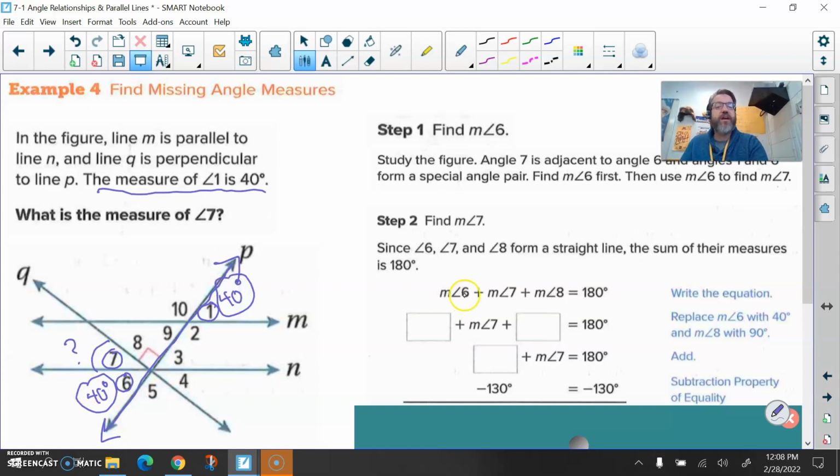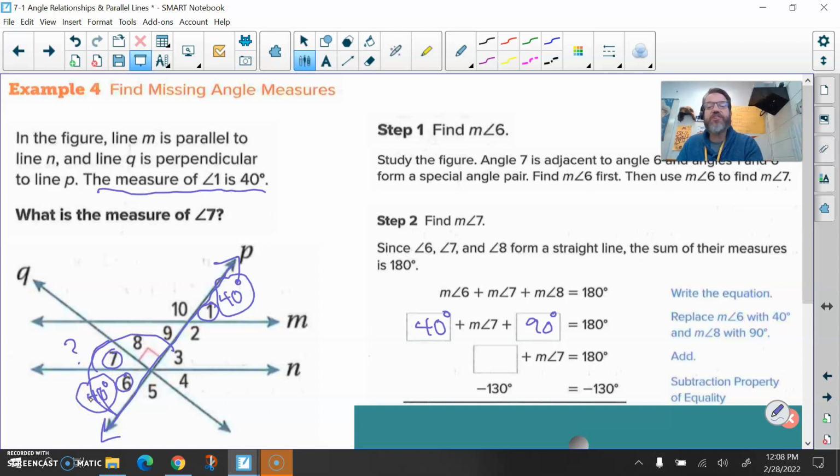Okay, so now that I know angle 6 is 40 degrees, I'll fill that in there, plus the measurement of angle 7, plus the measurement of angle 8. Angle 8, you see this little square here, that's 90 degrees. Those have to add up to 180 degrees. Those three angles together fill in this entire half of a circle here, or 180 degrees.